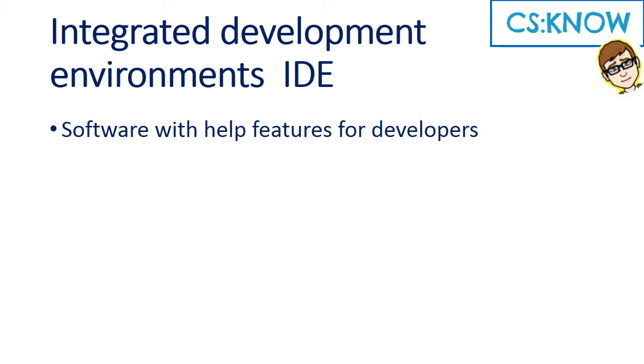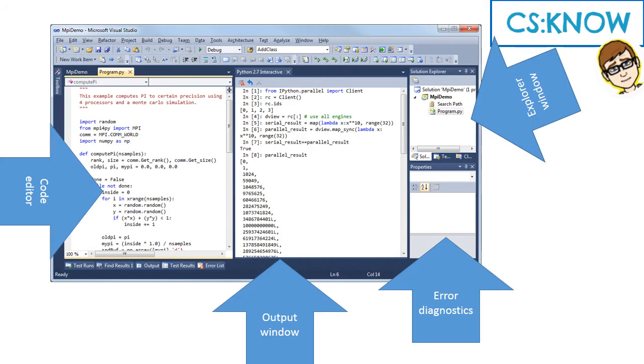Integrated Development Environments, or IDEs. Basically, this is software with help features for developers. If you just wrote everything in Notepad on a black and white screen, that's very, very hard to understand. So certain software is developed to help us out. So we might have a code editor, which is color coded. So keywords like import or from, they're a different color. If you define a function, that's a different color. If you use a Boolean statement like true or false, they might be red.